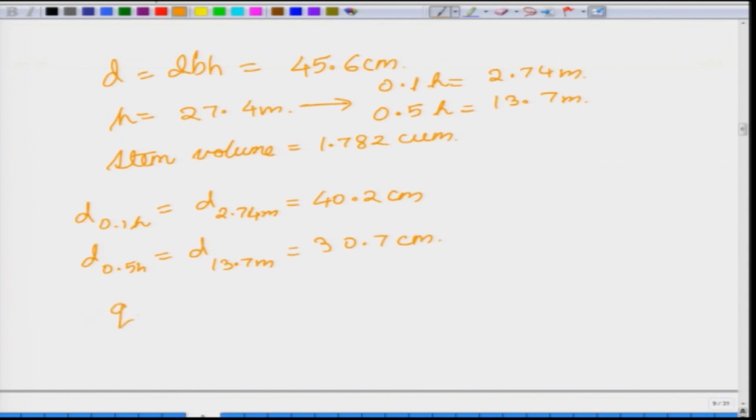Now, you have the false form quotient q 0.5 h, which is given by d 0.5 h divided by d, equal to 30.7 centimeters divided by d, which is 45.6 centimeters, and is equal to 0.673. So, this is the false form quotient.